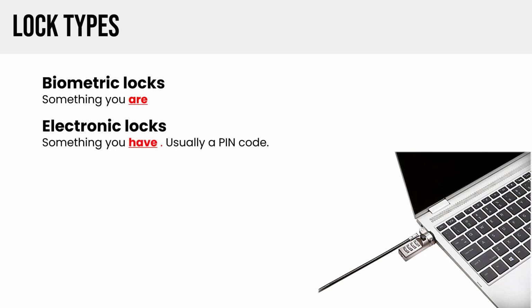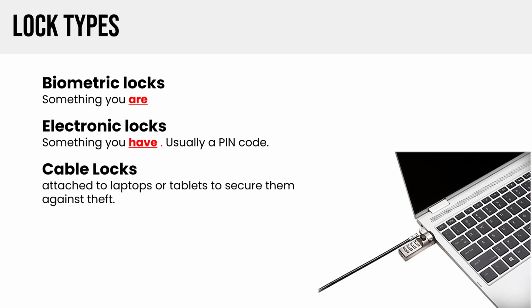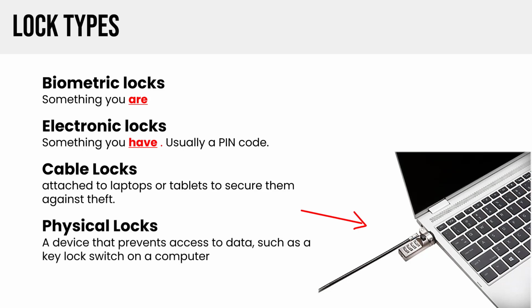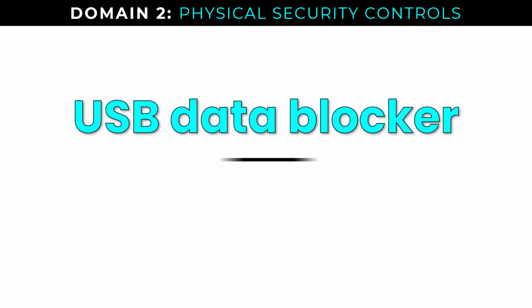Electronic locks, something you have, usually a PIN code. Cable locks, which are attached to laptops or tablets to secure them against theft. That picture you see there is an example of a cable lock for a laptop. And then physical locks, a device that prevents access to data, such as a key lock switch on a computer.